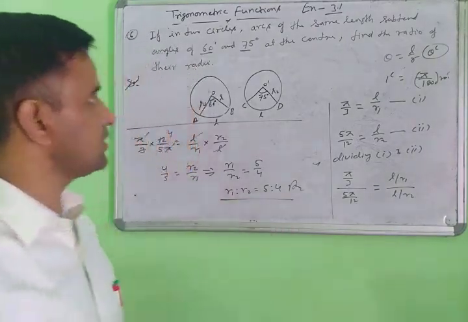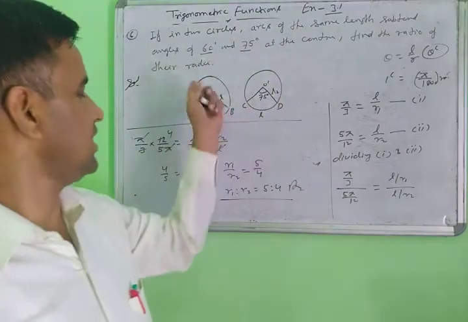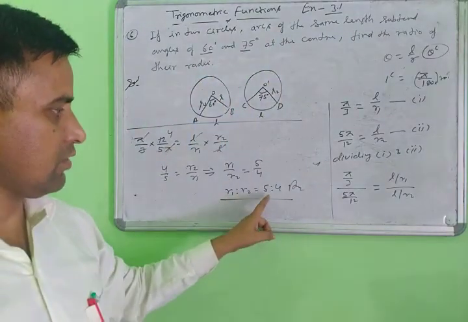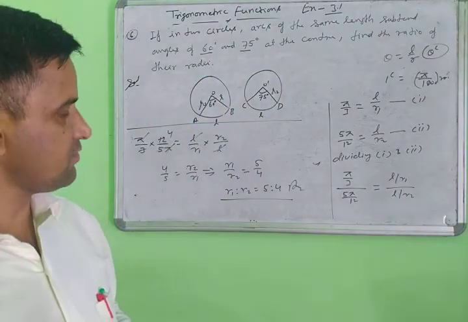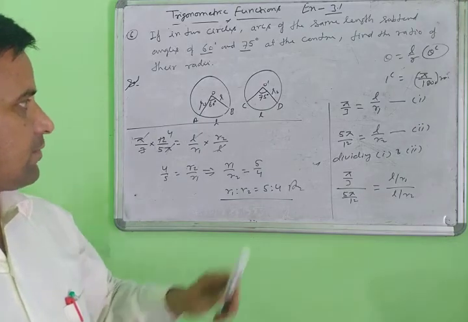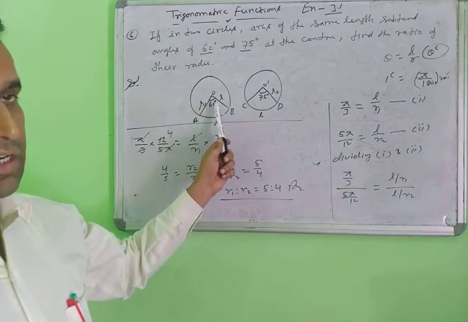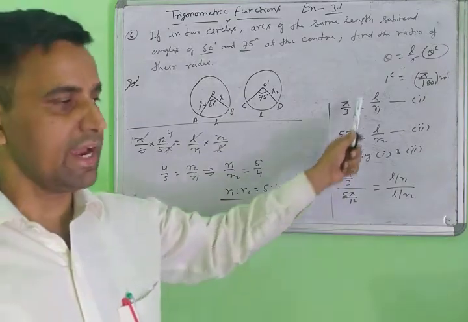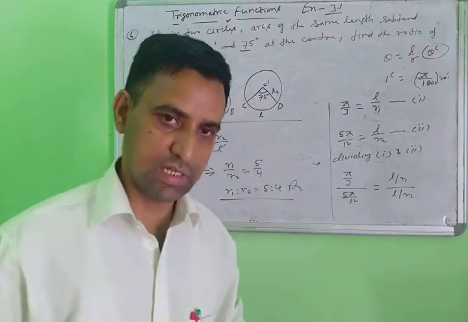What is the ratio of the radii? The ratio of R1 to R2 equals 5 ratio 4. So this is very simple. First you convert the degree into radian, then use the identity, calculate and find the value of the answer. Yes, note down.